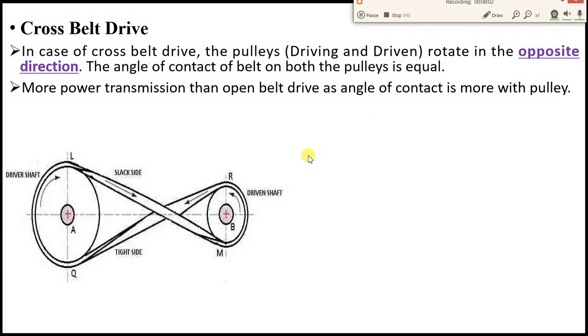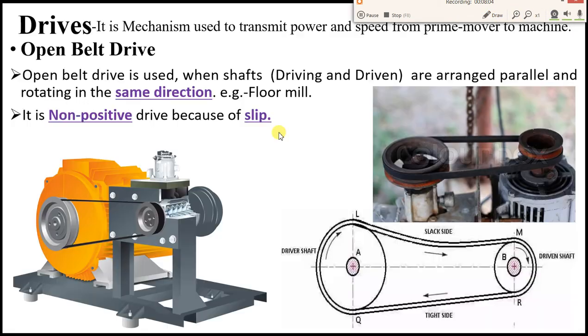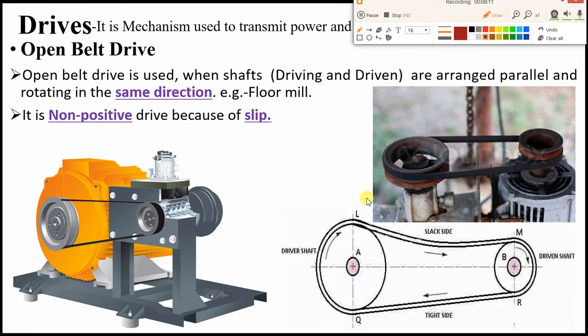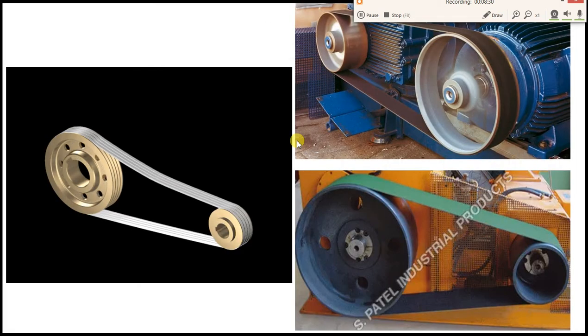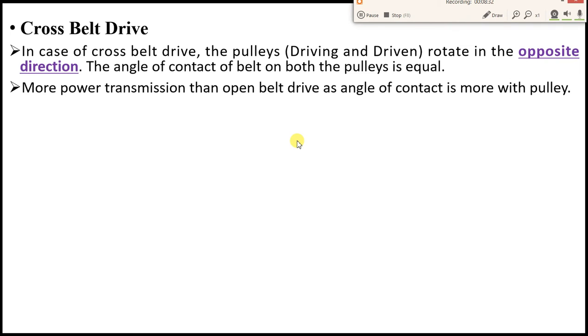But if you see the open belt drive, only up to this point, just a bit, angle of contact is there. But in case of cross belt drive, the belt goes in the cross direction, so the contact of belt and pulley will increase. So in case of cross belt drive, power transmission is always more.